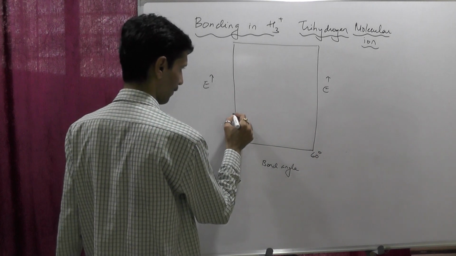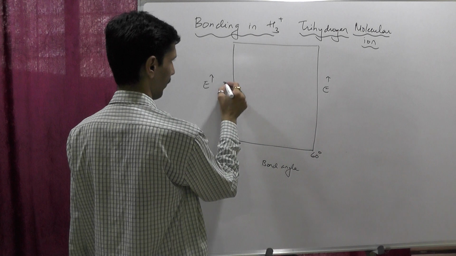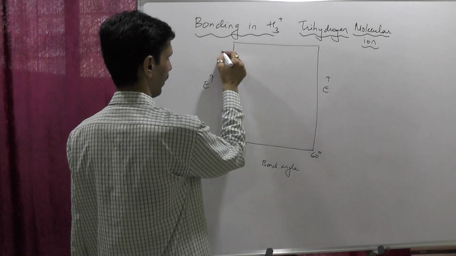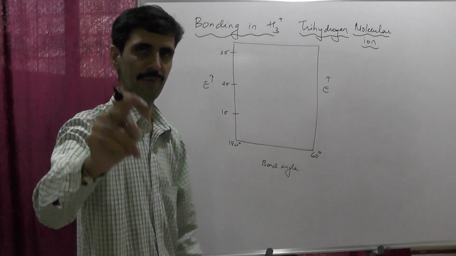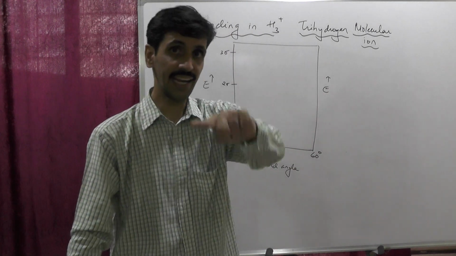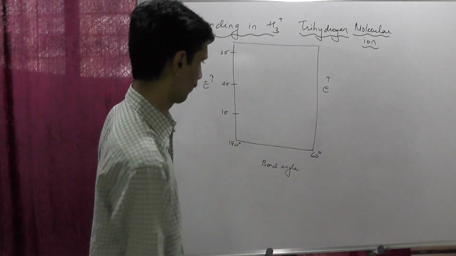The first level is 1 sigma, the second level we have is 2 sigma, and the third level we have is 3 sigma. In 60 degree, in the triangular geometry we have got only 2 levels, A and E. Yaad hai na? Yes, it is A and E.